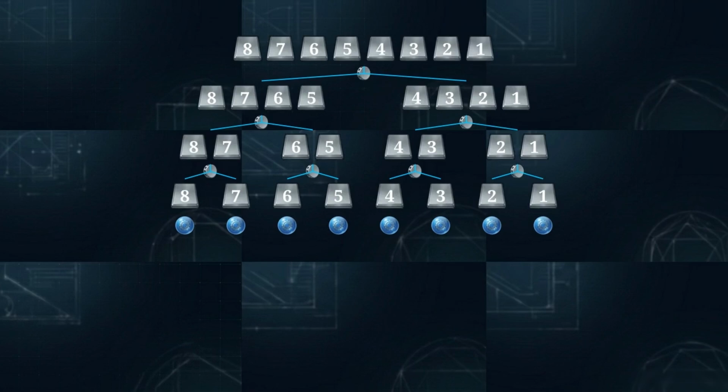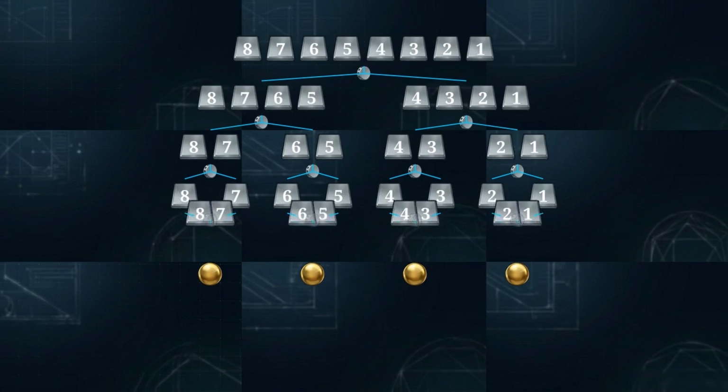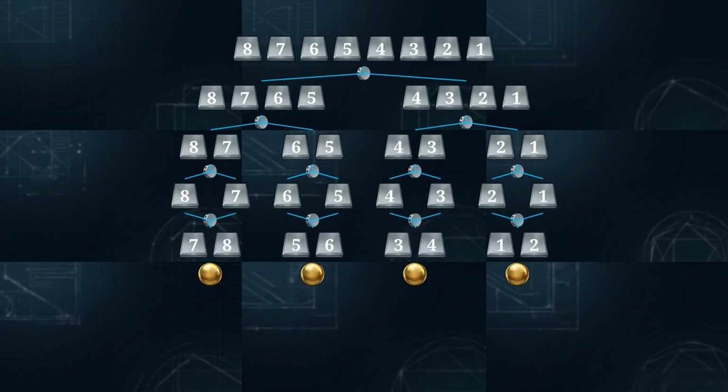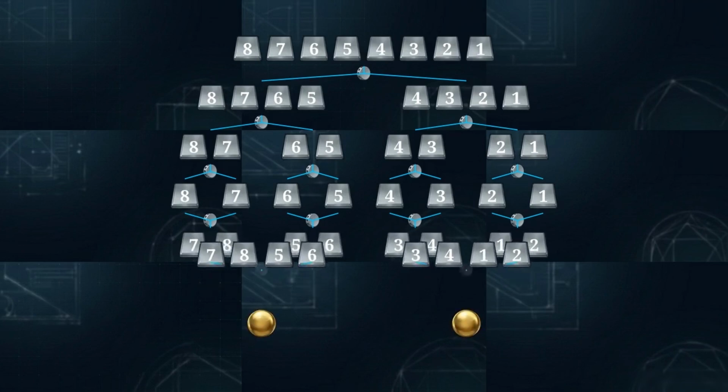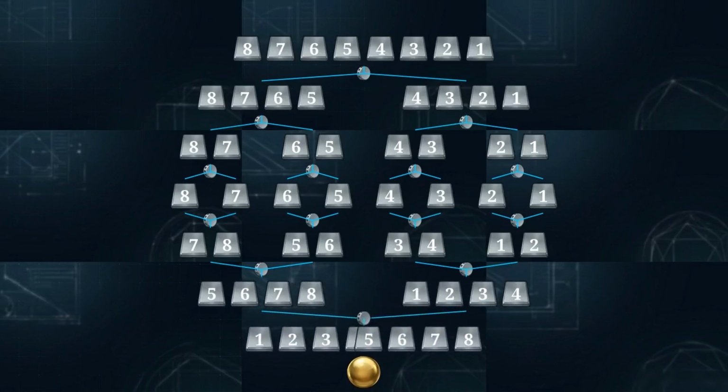Finally, the algorithm enters the combine phase. The single elements merge backward up the execution chain. 7 and 8 combine into a sorted pair. 5 and 6 form another. These pairs merge into sorted blocks of 4, continuing until the entire dataset is reassembled into a fully ordered array.